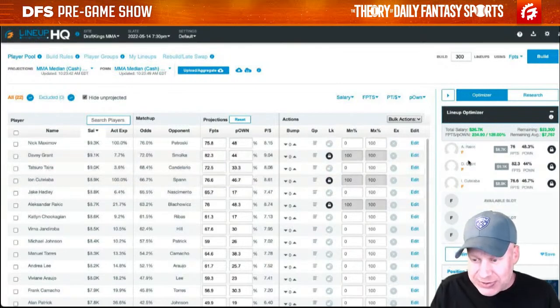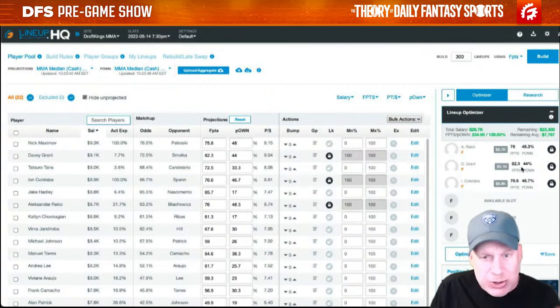So we take off Maximov. So the cheapest you could get here is Rakic, Grant, Kudalaba. They're all owned at about 40, mid 40s. So that still applies. We're still talking around 3,000 lineups. Okay. So how many combinations of this are there? It's going to be more than 19 because we have a little bit more salary to play around with.